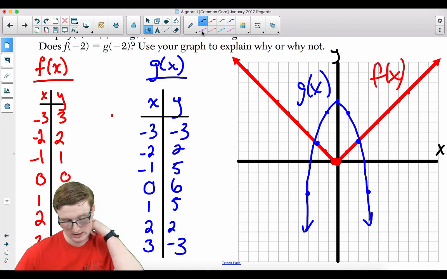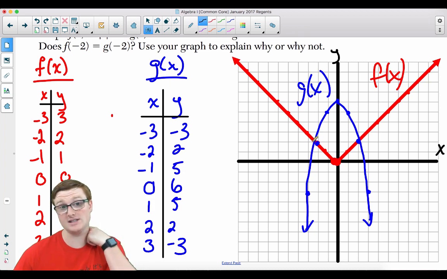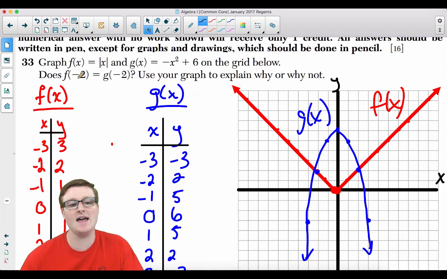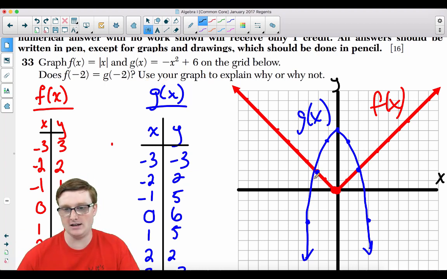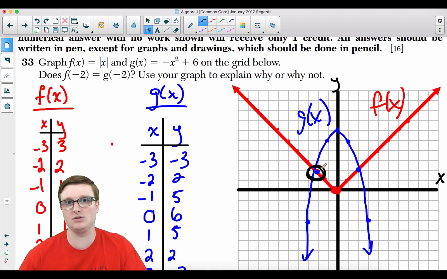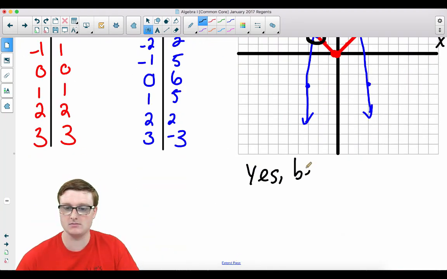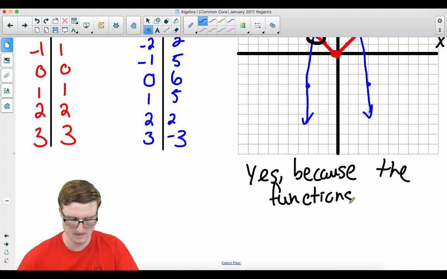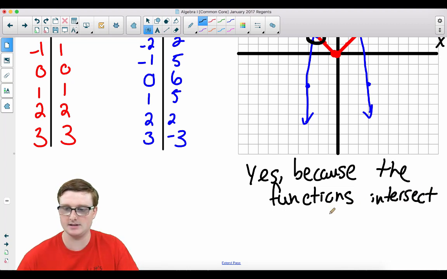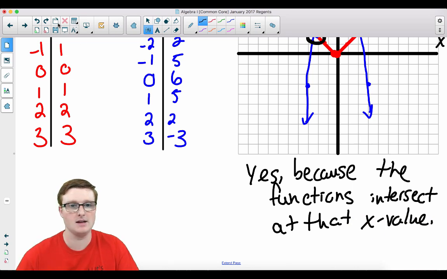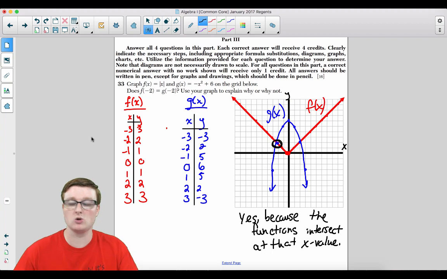Now, if you want to circle the solutions, that's fine, but look, it's already asking, does f of -2 equal g of -2? Meaning, at x equals -2, are they the same y values? And yes, they are. I know that the blue line isn't really matching up well, but these are the same values. So your answer is going to be yes, because the functions intersect at that x value. Done. All right, that is your answer to question number 33.